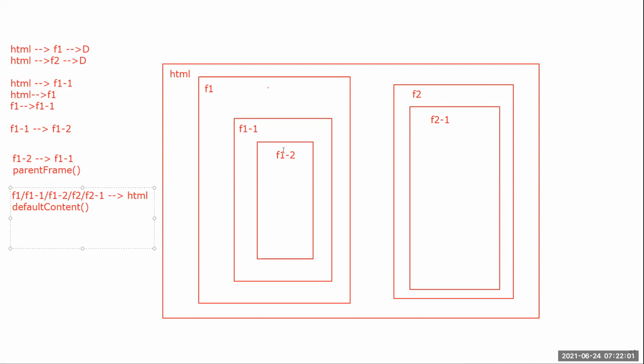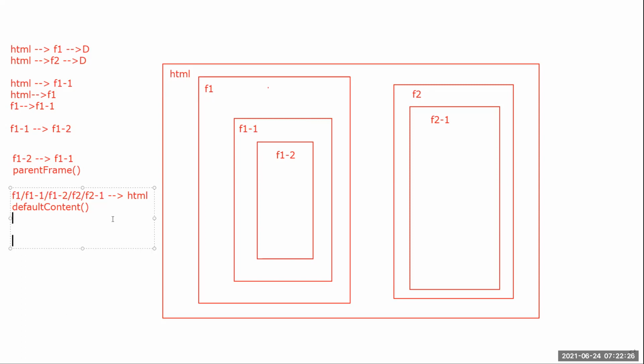From any of the frames to the HTML page, we have to use defaultContent. But if you are in F12 and you want to move to F11, then you have to use parentFrame. And from F11 to F1, again use parentFrame. And from F1 to HTML, we can use either parentFrame or defaultContent. Anything is fine because there are no extra frames in between. That is the same case with F2 and F21.